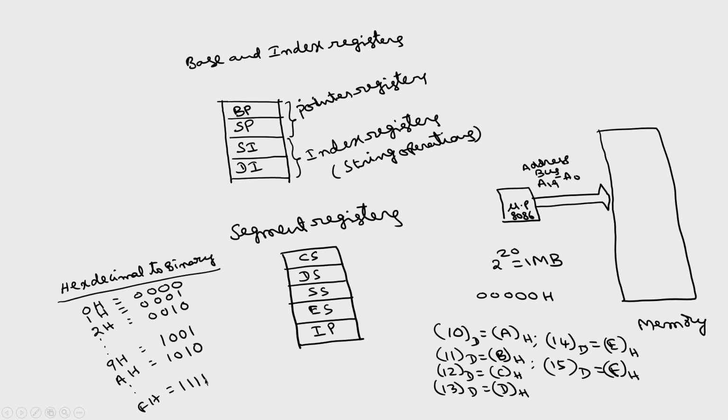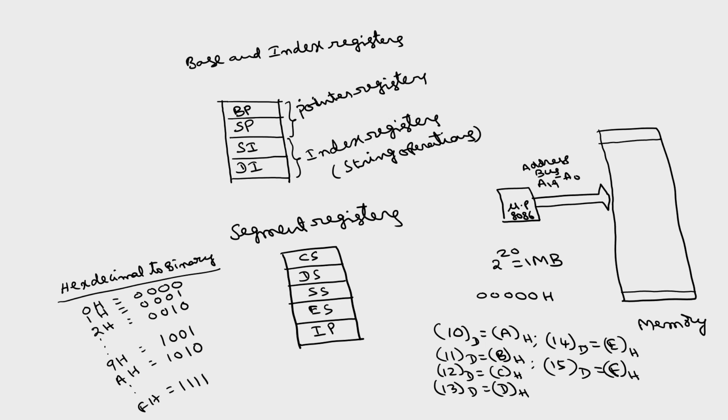So, here if I take the starting address, 20 address lines are there. So, 20 address lines: the starting address will have all address lines as zeros, and the ending address will have all ones, 20 ones. Here the address of this one is 20 zeros, and the address of this one is 20 ones.